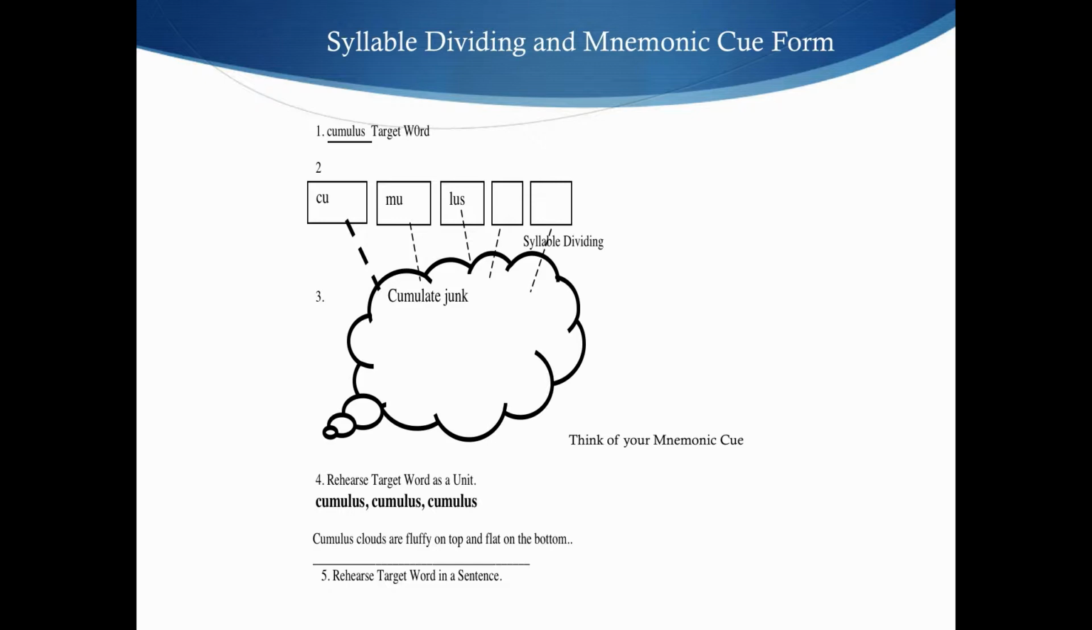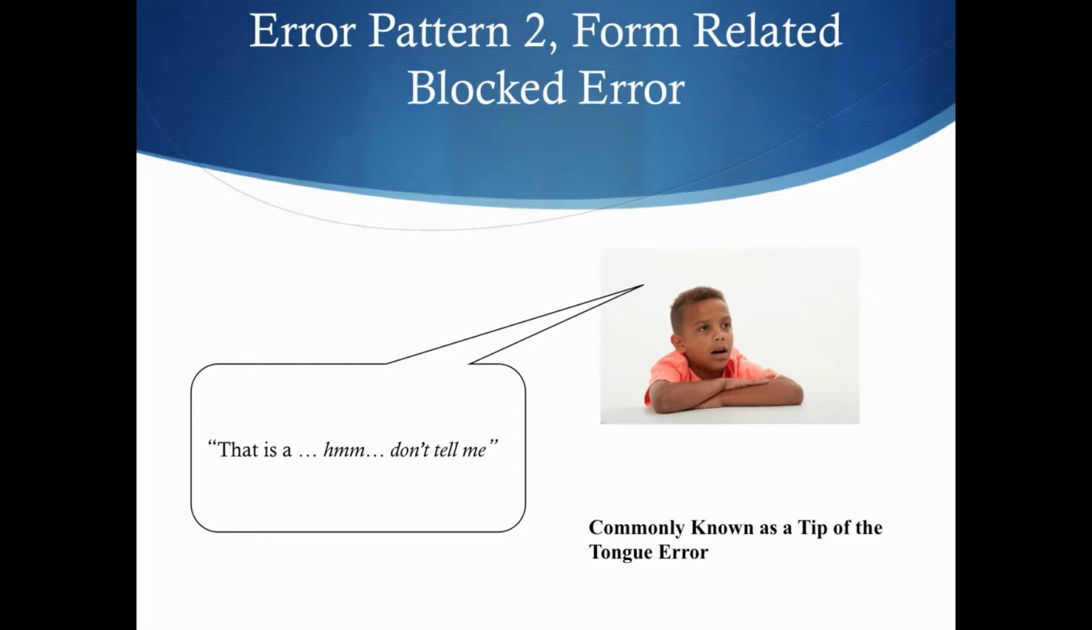Here we see a learner, probably third grade, struggling with a blocked error. In his efforts to retrieve the target word, he says, that is a, don't tell me. So you can see that he is searching for the word, which implies that he knows the word, but can't retrieve it. It's commonly known as a tip of the tongue error.